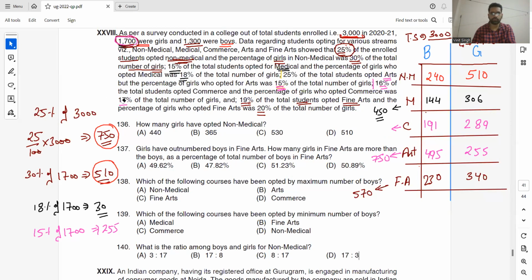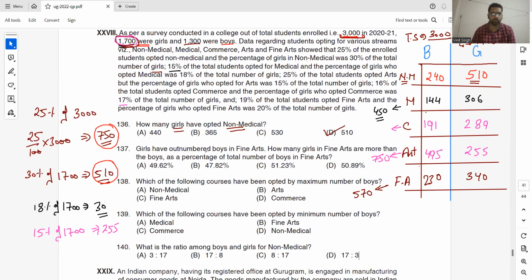Getting? So here we calculate the number of girls and boys in different branches: non-medical, medical, commerce, arts, and fine arts. Clear? Now we will try this. The question: how many girls opt for non-medical? Non-medical, first one, girls are 510. So 510 girls select non-medical. Clear? Here we have distributed boys and girls in different branches.